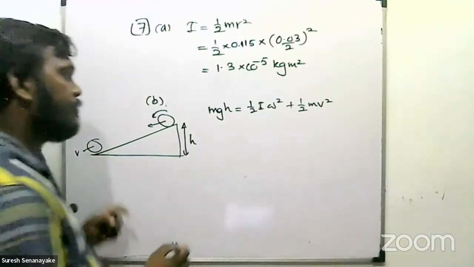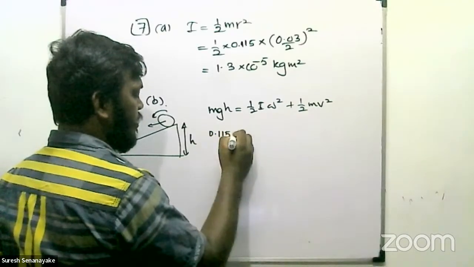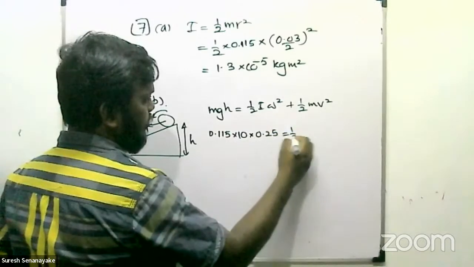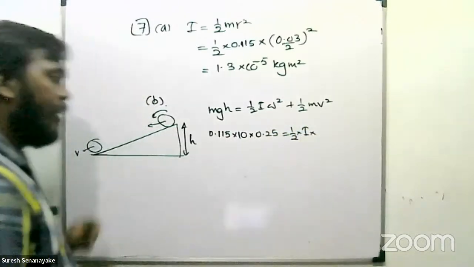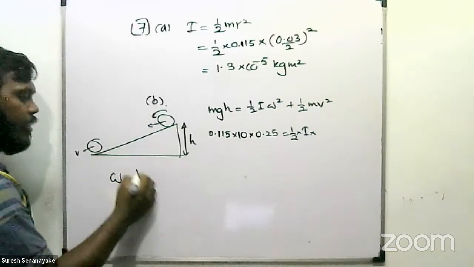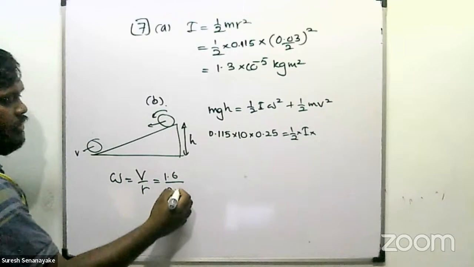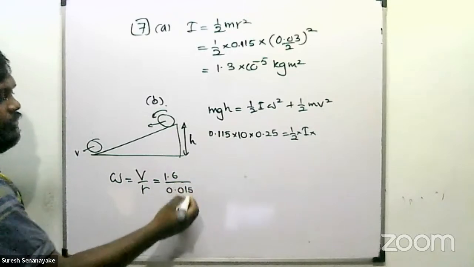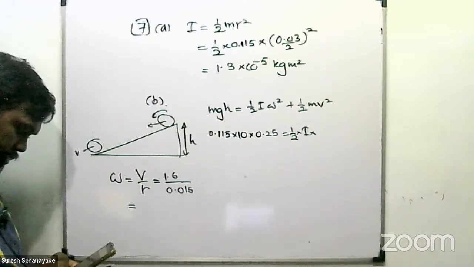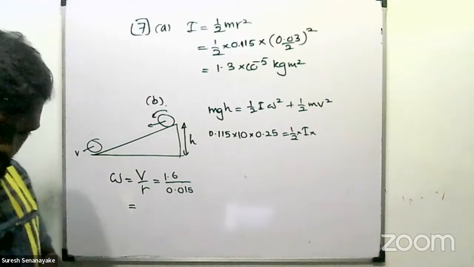Given the velocity, mgh is 0.115, g is 10, and h is 0.25. Half I omega squared, that's how you can find omega. For pure rolling, omega you can write as V over R. That is 1.6 divided by 0.015, because R is half of the diameter. That is about 106.6.